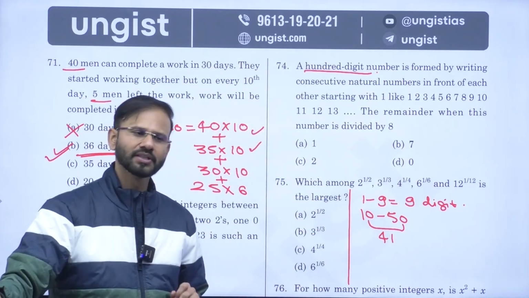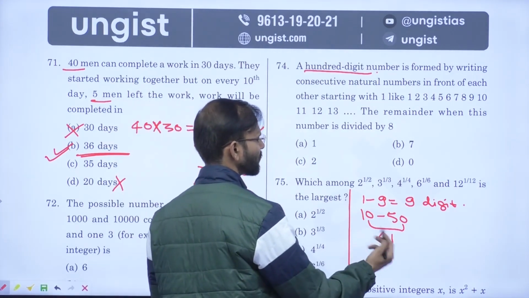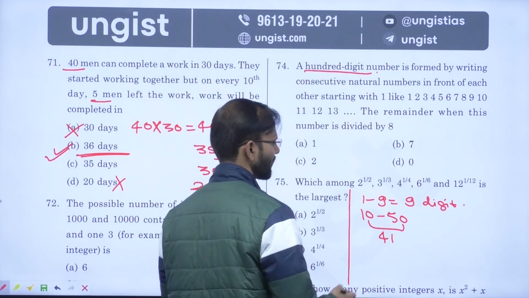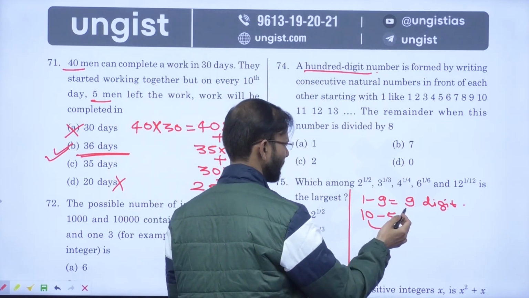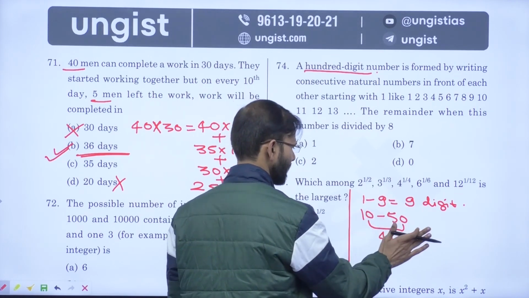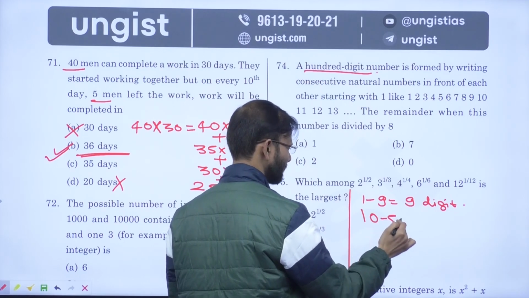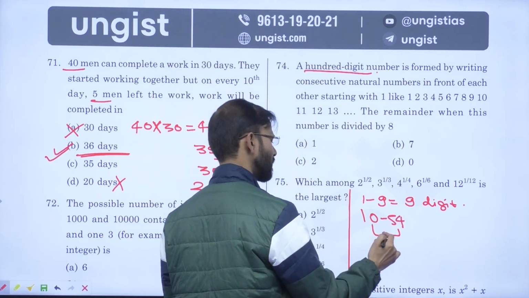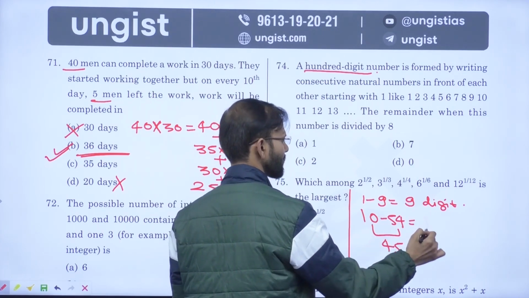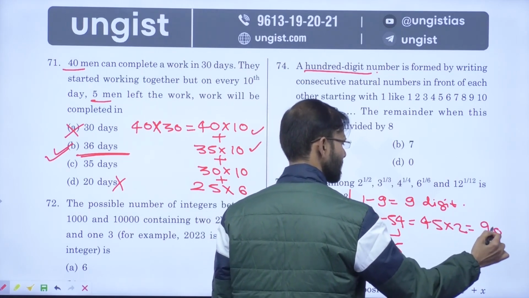41 numbers, I'm sorry. These are 41 numbers. So 41 into 2 is what? Guys, 41 into 2 is 82. 82 plus 9 is 91. 91 plus, just wait. Guys, this must be 10 to 54. Everyone, 10 to 54. This is what? This is 45 digits. 45 numbers. So 45 into 2. This is 90 digits.